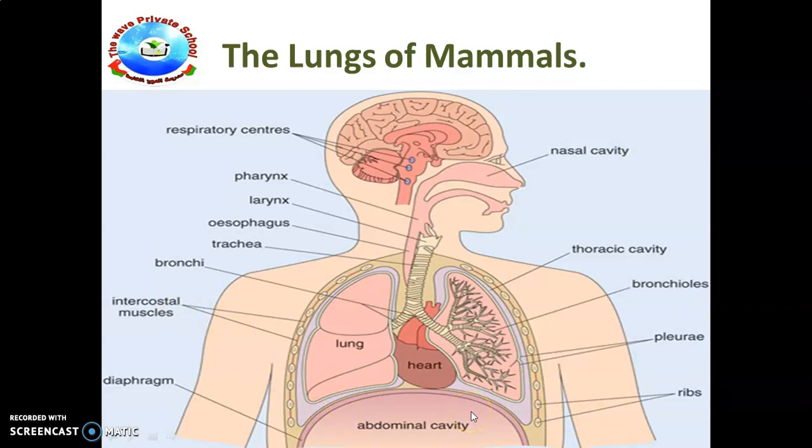The diaphragm is a sheet of muscle attached to the body wall at the base of the rib cage, separating the thorax from the abdomen. From the abdomen, the diaphragm is the sheet-like structure separating both structures. Here you can see this is the pleura. This is the membrane covering the thorax.